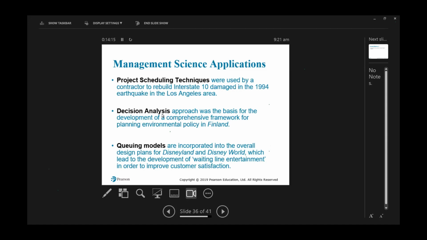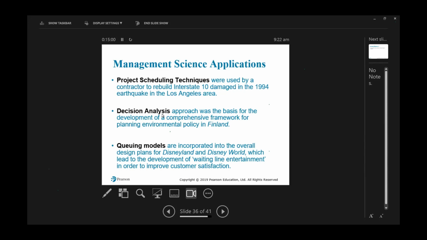Then project scheduling techniques, which we will learn, God willing, was used by a contractor to rebuild the Interstate 10 damage in the 1994 earthquake. This is an interstate road, the fourth largest interstate road in the U.S. And project scheduling technique was used in order to reconstruct that particular highway. Now, decision analysis, which we are likely to do, was used in Finland for environmental planning.